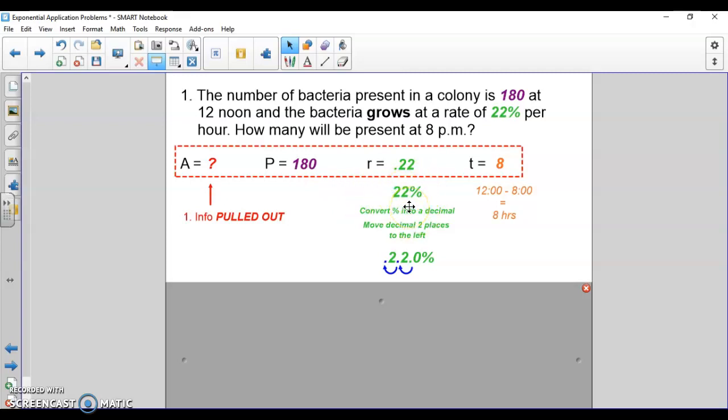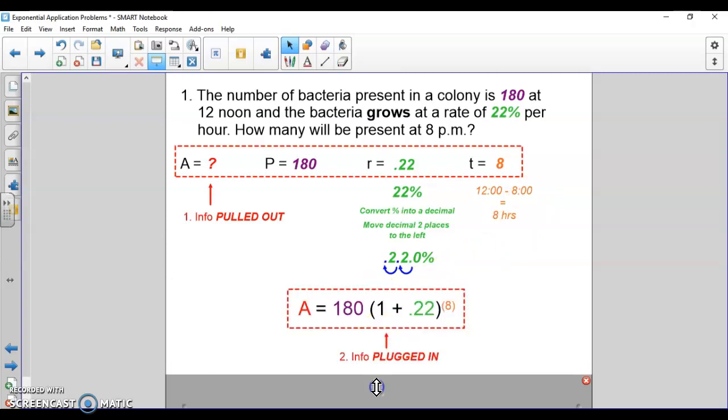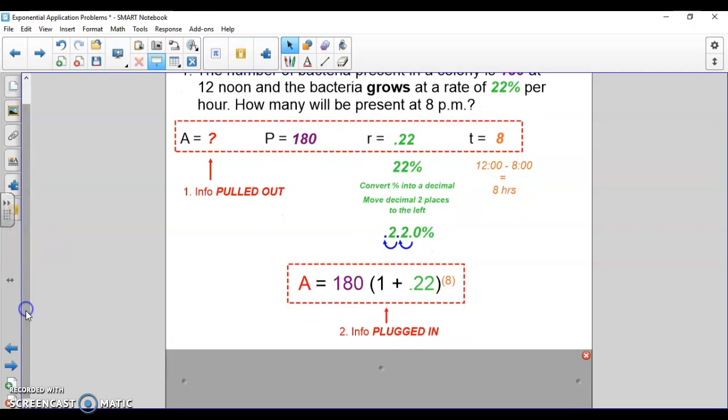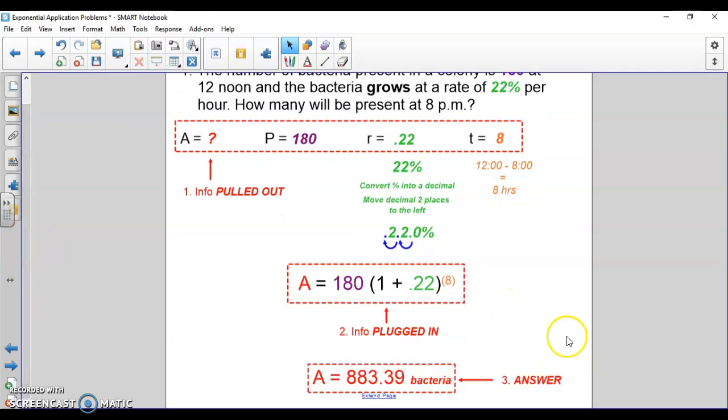22%. Percents are technically not numbers. They're a representation of what a number is or what that value represents. So to convert percents to a decimal, as always, you move the decimal place 2 places to the left. I showed that here. The value you end up using is 0.22. Our time is 8 hours, from 12 noon to 8 p.m. That's how I got 8. Then I literally plug it in. Show it to me plugged in. After that, you literally type it in your calculator, and we'll round it to 2 decimal places on pretty much everything we do.